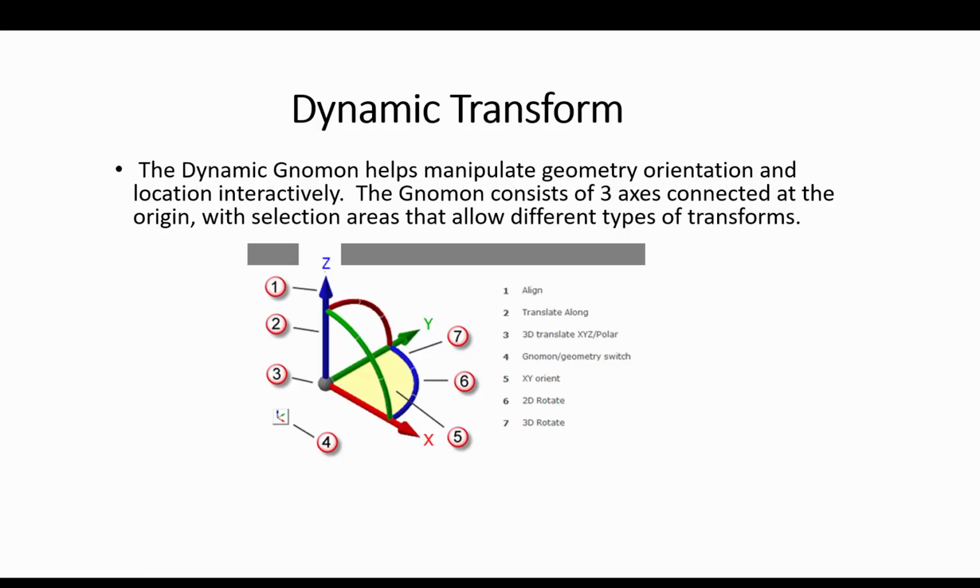The dynamic command uses a dynamic gnomon which helps manipulate geometry orientation and location interactively. The gnomon consists of 3 axes connected at the origin with selection areas that allow different types of transforms, such as translate or rotate.